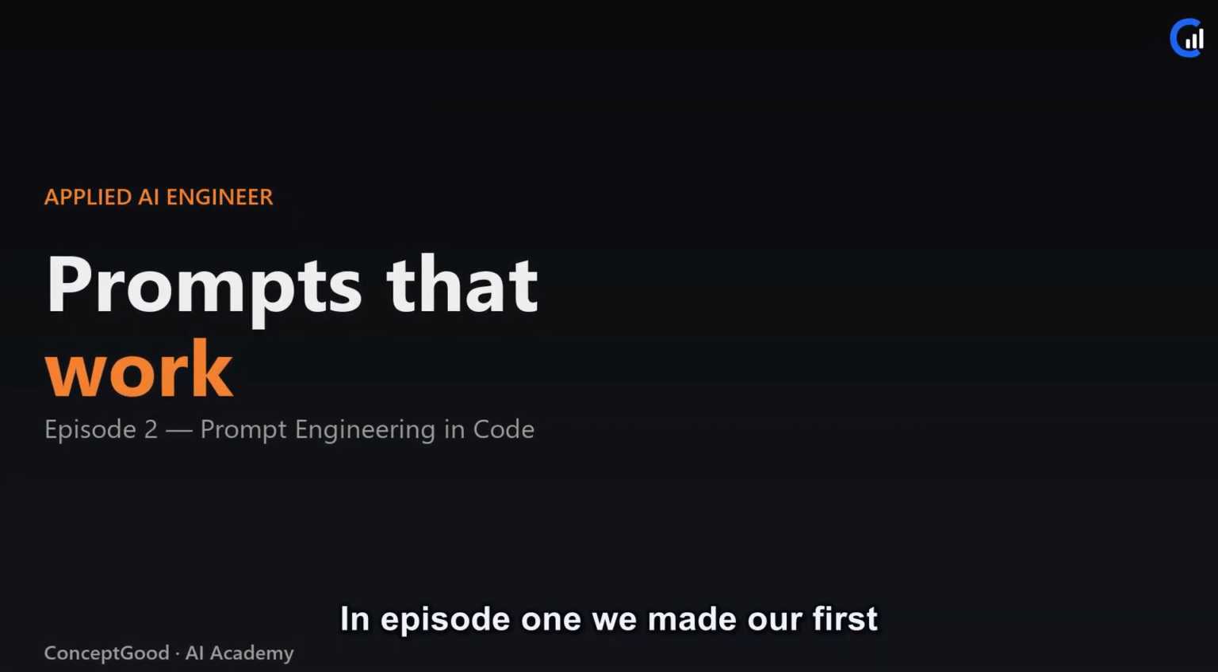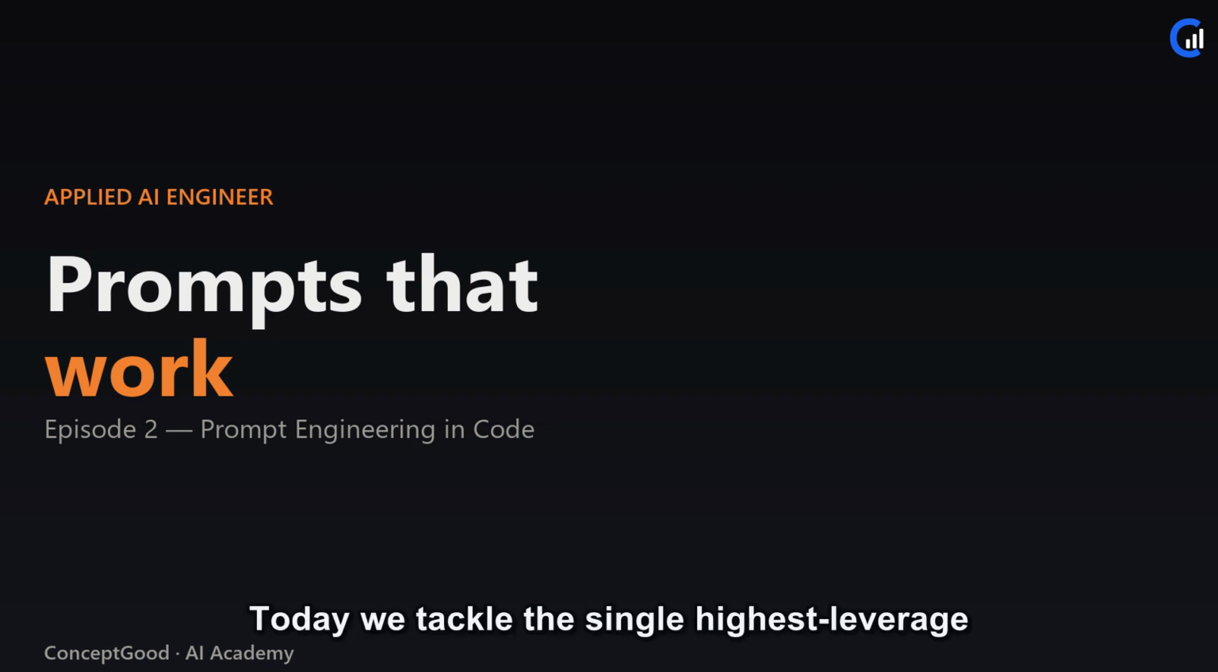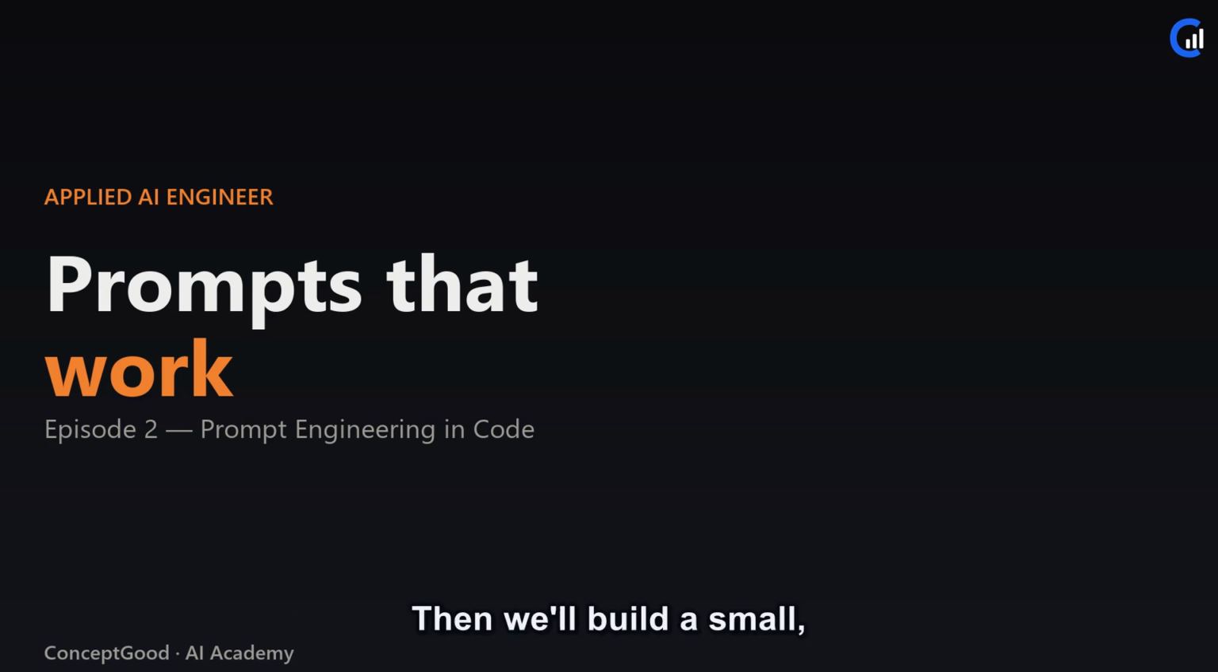In episode 1 we made our first API call and wrote the LLM.py adapter so the provider is a one-line swap. Today we tackle the single highest leverage skill in this whole field, prompt engineering, but done in code, not in a chat window. We'll see exactly why a vague prompt and a carefully engineered one give wildly different results on the same task with the same model.